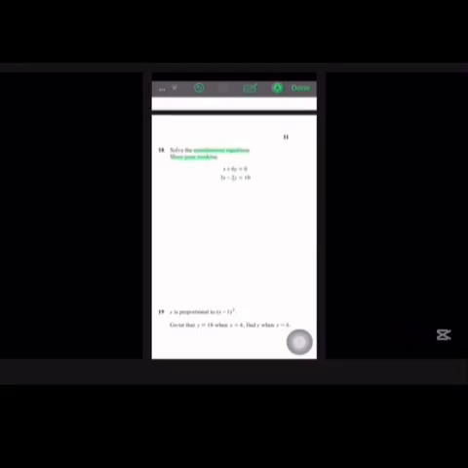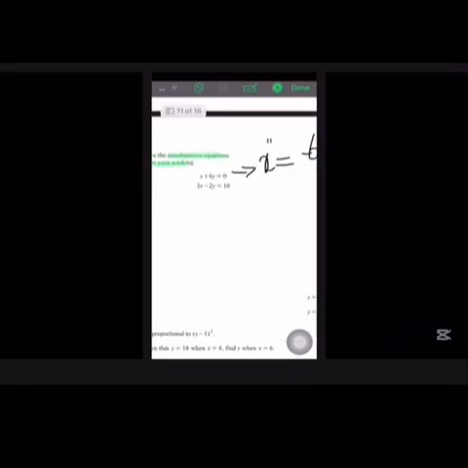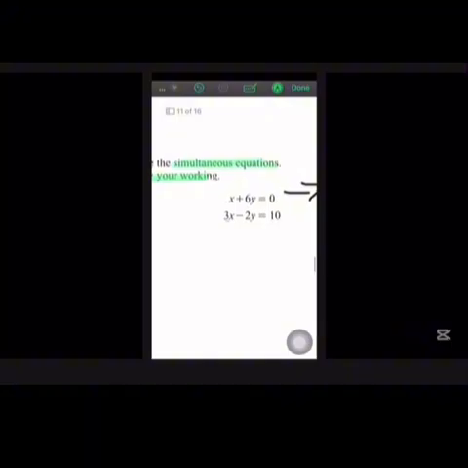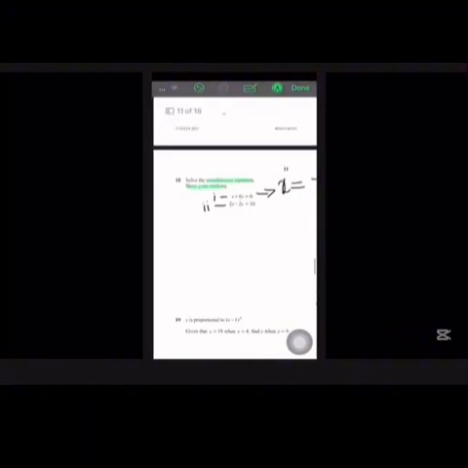Okay, so let's start this question. Now this question says you have to solve the simultaneous equations. You have to use one equation and make it a subject, and then we'll find out the answer. We have x plus 6y is equal to 0, so x is equal to minus 6y. Right, now we have x here. We put the value of x in the other equation. This is basically equation number 1 and this is equation number 2.